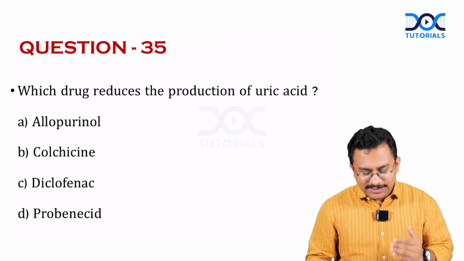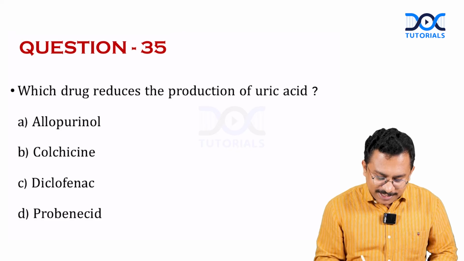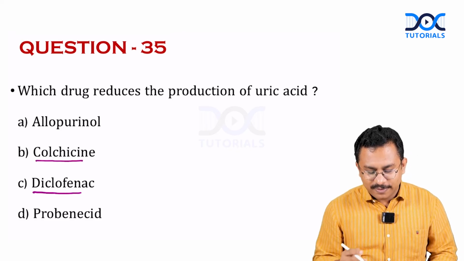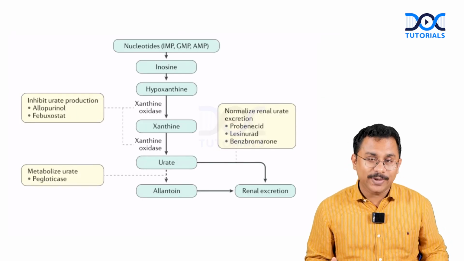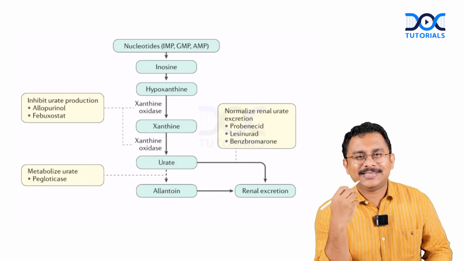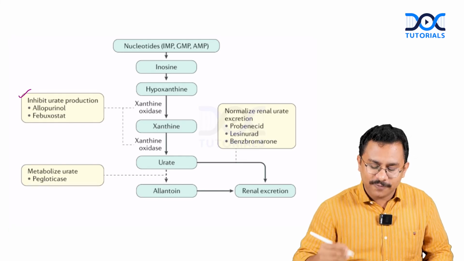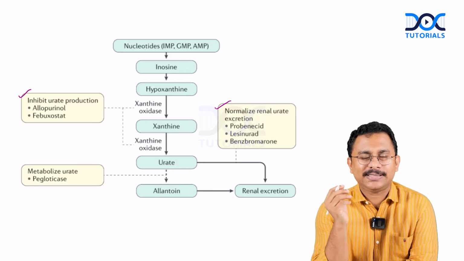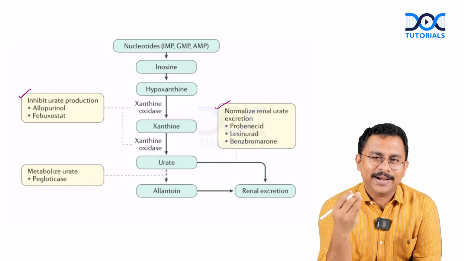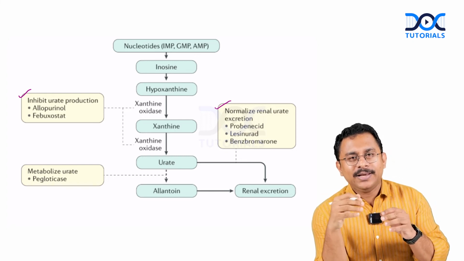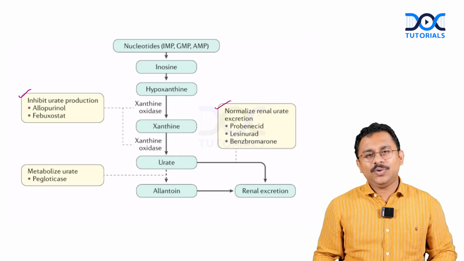Allopurinol, colchicine, diclofenac, probenecid, all of them are drugs used in the treatment of gout. Colchicine and diclofenac are mostly used in the treatment of acute gout. Now coming to the other drugs, I have shown you this in my lectures as well, the mechanism of action of various drugs in gout. Mainly you have certain drugs which will inhibit the production of uric acid, and some which will increase the urate excretion, because uric acid is excreted by the transporter in the proximal convoluted tubule. So to deal with gout, you can either decrease the production of uric acid or increase the uric acid excretion.